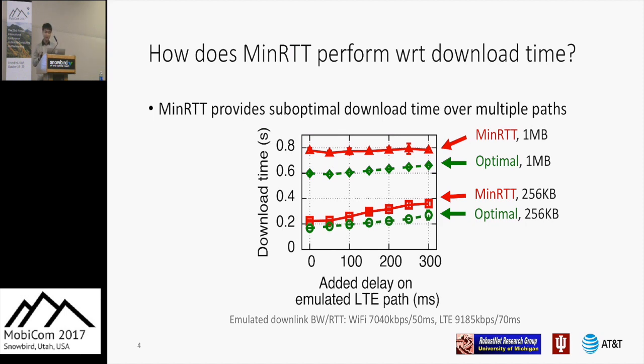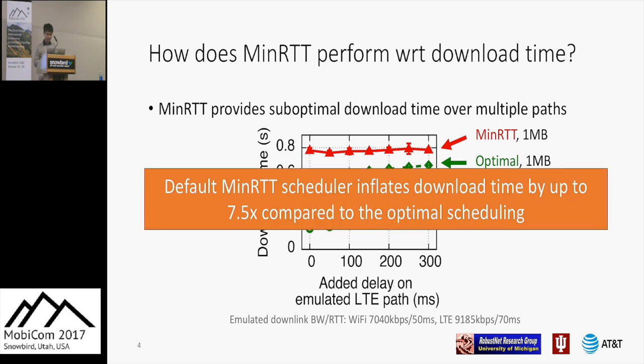In this figure, we show the download time under MinRTT, shown in the red line, and the optimal scheduling, shown in the green line. To get the optimal performance, we use offline search over how data is allocated to the two paths and get the shortest download time. As we can see, for both file sizes, MinRTT increases the download time by up to 33% in this case.